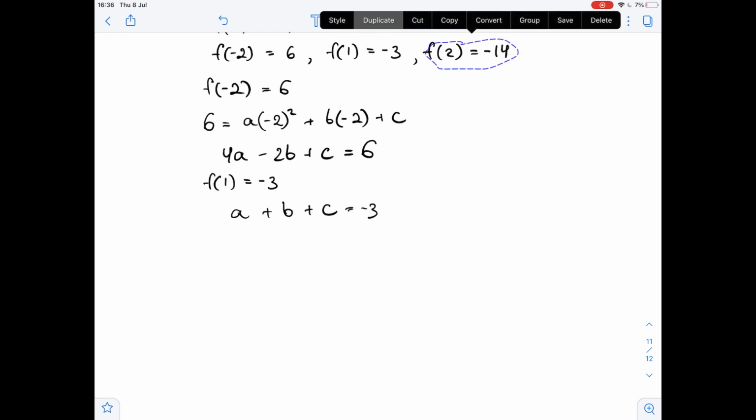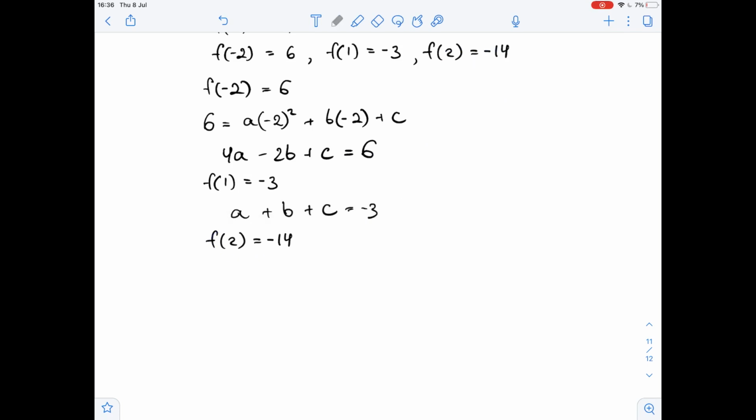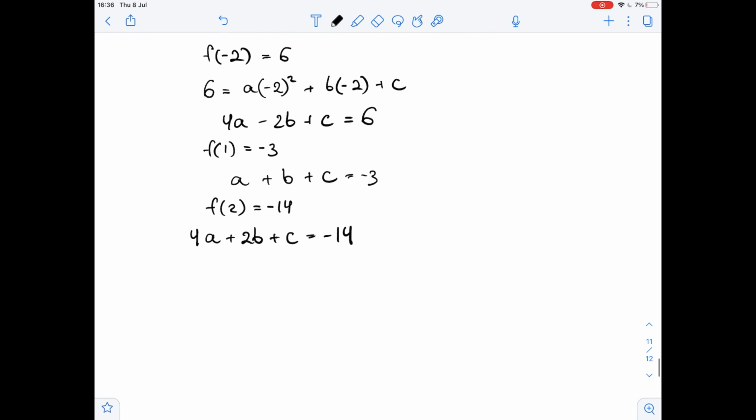Okay, and now we use our last condition. So f of 2 equals -14. Let's substitute 2 for x. We get a times 2 squared, so 4a, plus b times 2, so plus 2b, plus c equals -14.